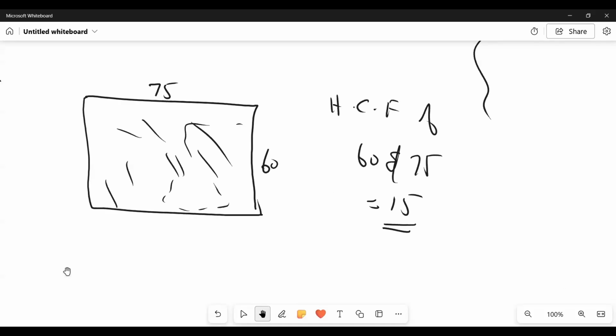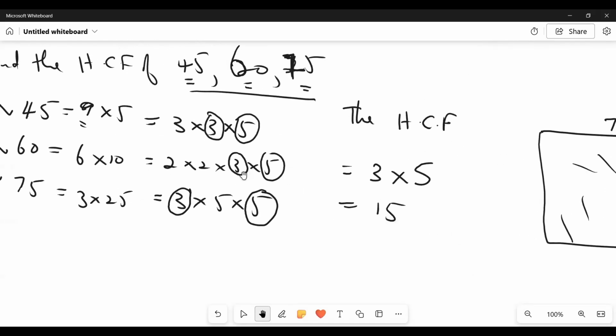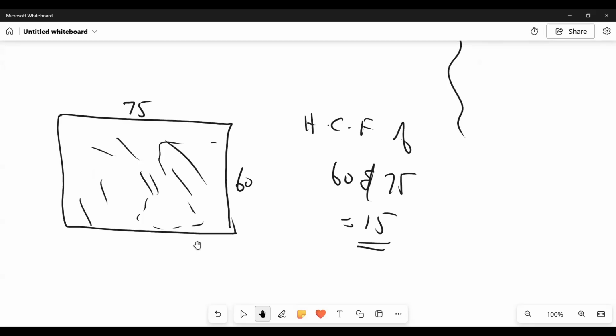I think it'll still be 15. Let me go back here. 75. Yes, it'll be the same, 3 and the same 50. Same 15, right? So in other words, a tile that is 15 inches, if there exists such a tile.